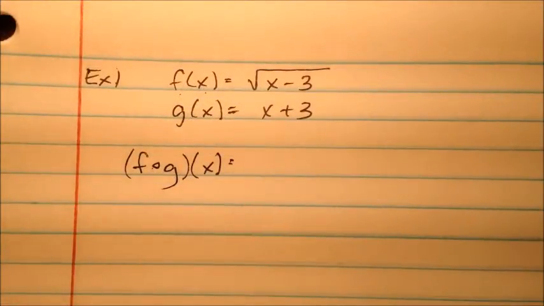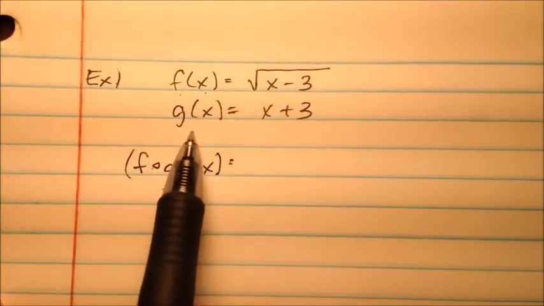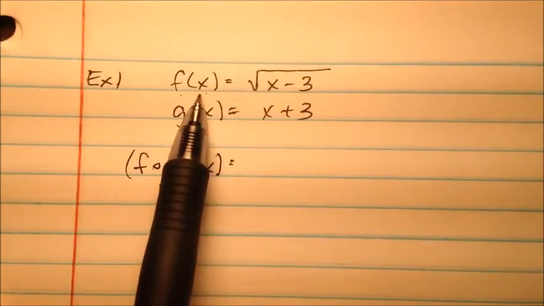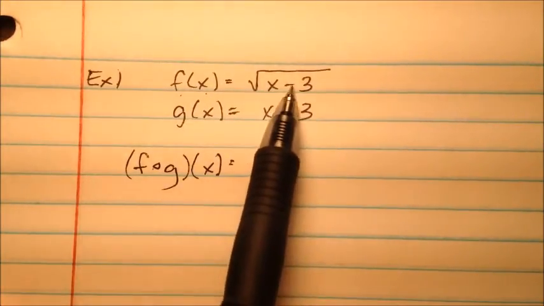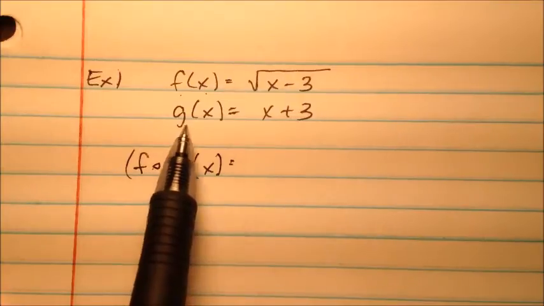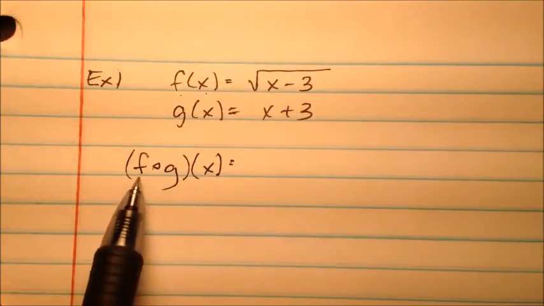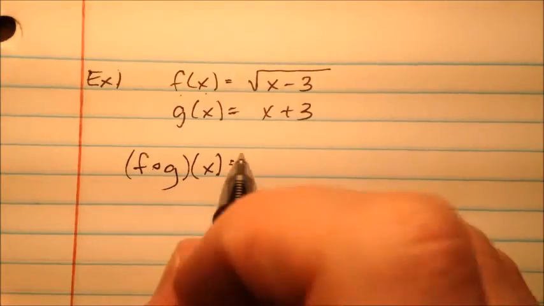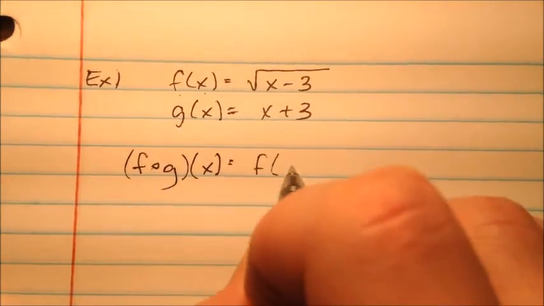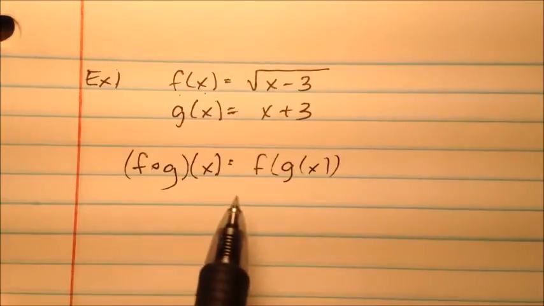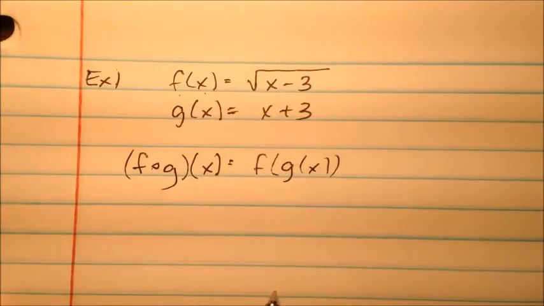In this second example, I'm going to have two more functions, f and g, and f of x is going to be defined as the square root of x minus 3, and g of x is going to be just x plus 3. So when I do the first composition, I'm going to look at f circle g of x, which remember that means putting g into f, so it's f of g of x.